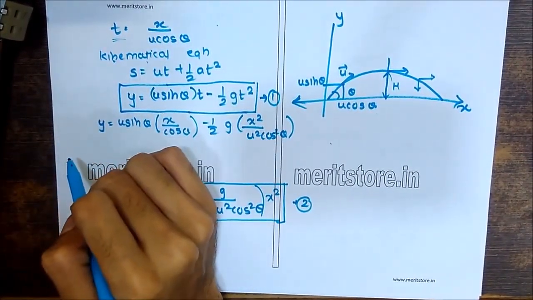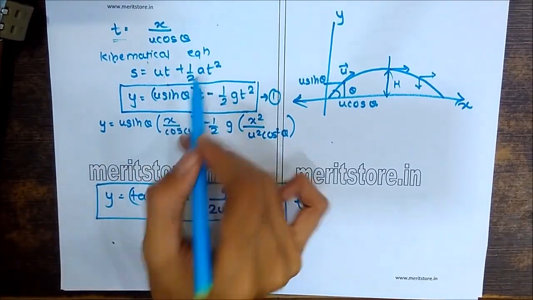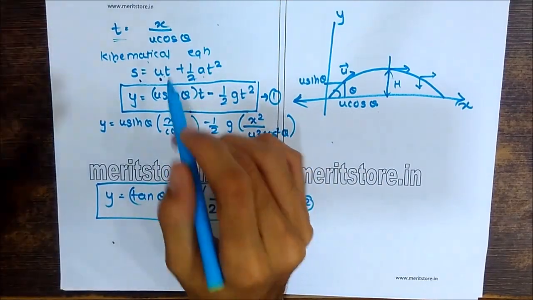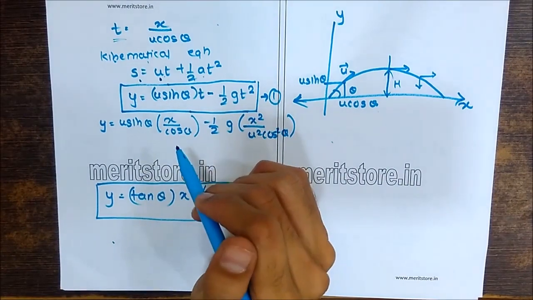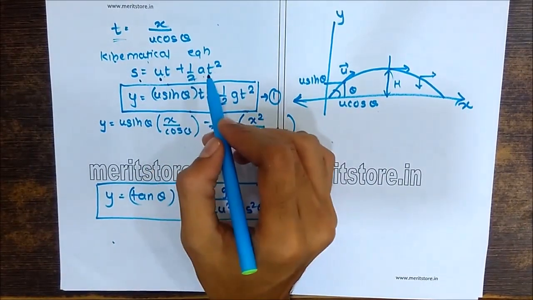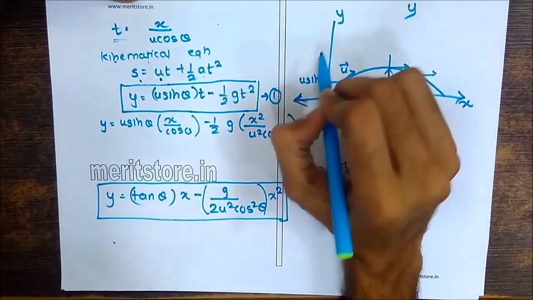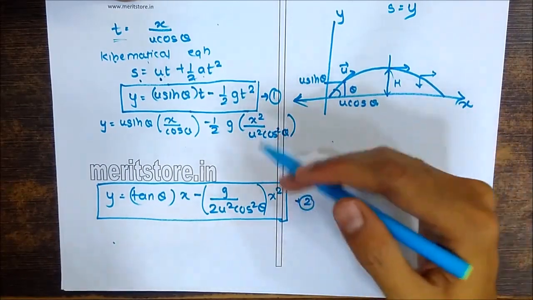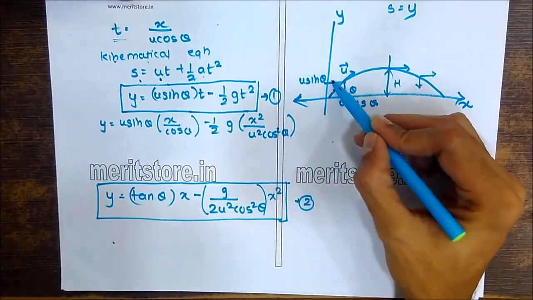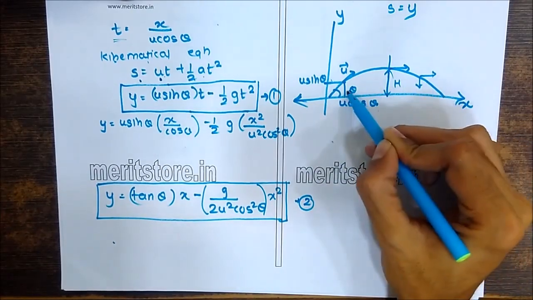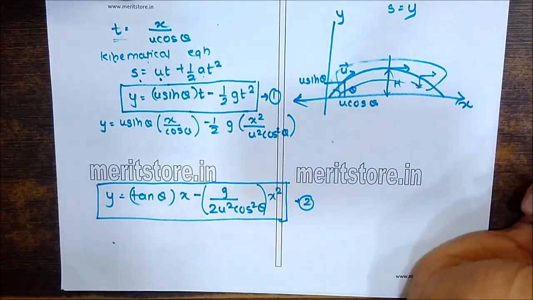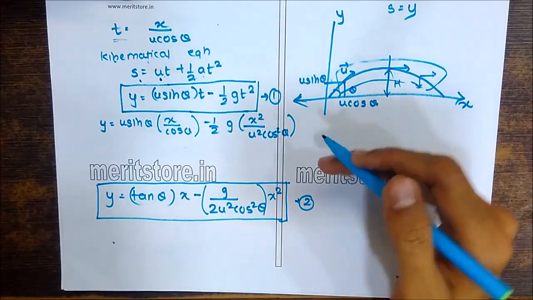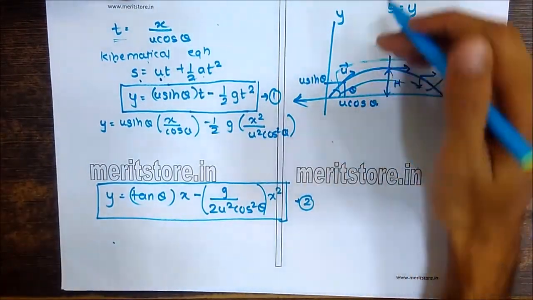Now we have the kinematical equation for the displacement. S is equal to ut plus half at square. S is the displacement, u is the initial velocity, and a is our acceleration. This equation we have to take along the y-axis. Why the y-axis? Because we have to find the equation for the path of the projectile. This entire path traced, we need to find an equation for that. It is reaching some height, going vertically upwards along the y-axis. So we take the displacement along the y-axis.